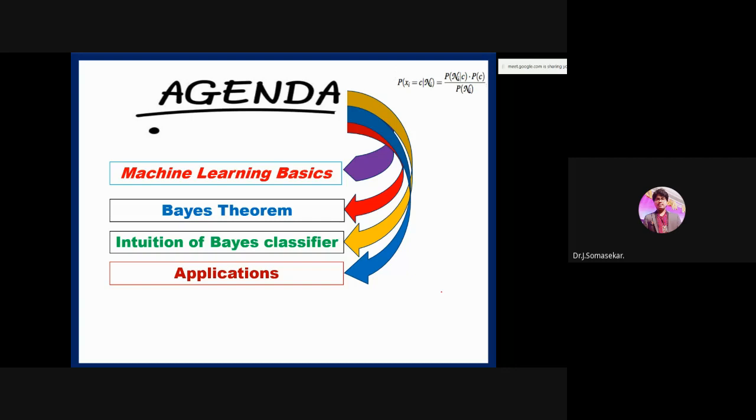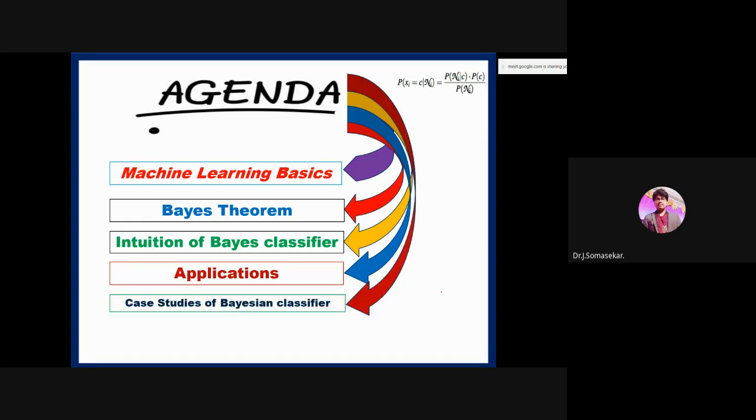We will discuss in detail, so that you can understand the significance of the Bayes classifier for real world problems, followed by the solution. And also we will see some of the case studies of the Bayes classifier, how we are applying the Bayes classifier for the healthcare sector or cyber security, or maybe other sectors, so that you can understand the significance.